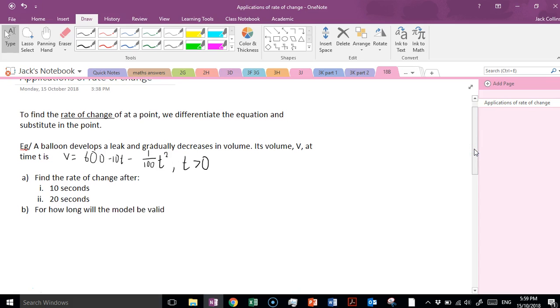To find the rate of change at a point, as we know, we would just need to differentiate the equation and substitute in that point, because rate of change is the same as gradient, and to find gradient at any point, we just need to differentiate. So here is the question.